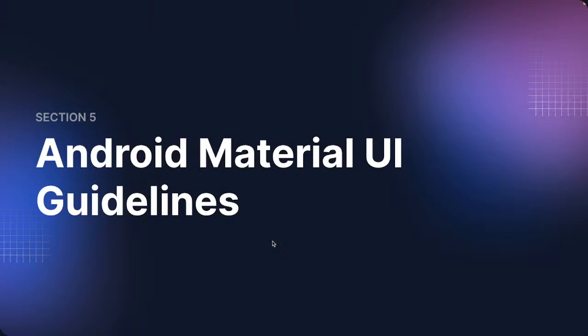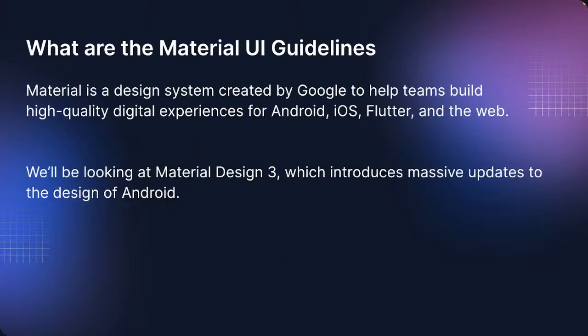And so now we're looking at Android Material UI guidelines. And so what are the Material UI guidelines? This is very different than the HIG because Android has its own very unique design that's still modern and classy, I guess, now. I don't agree that it used to be. But Material is a design system created by Google to help teams build high-quality digital experiences for Android, iOS, Flutter, and the web.